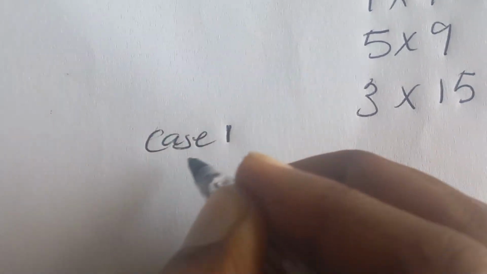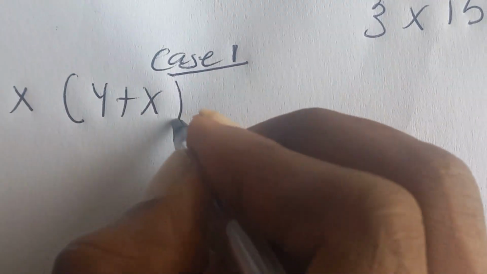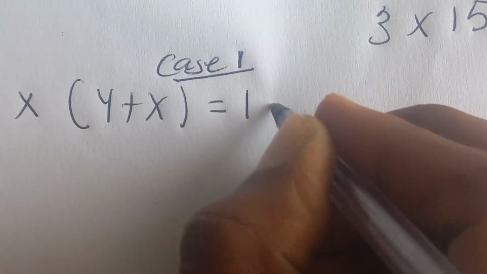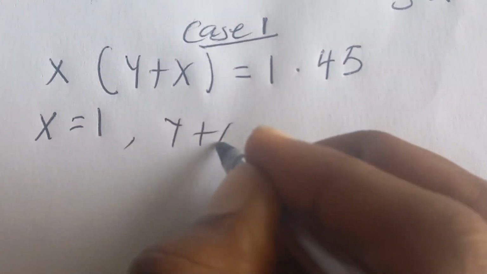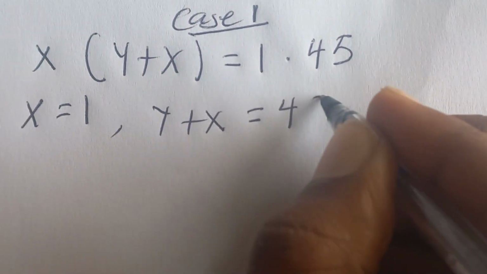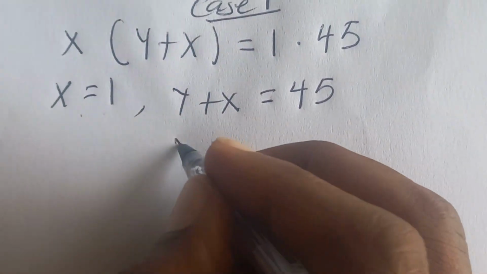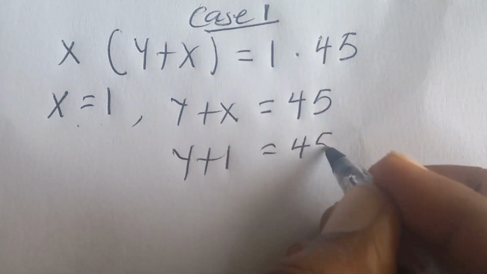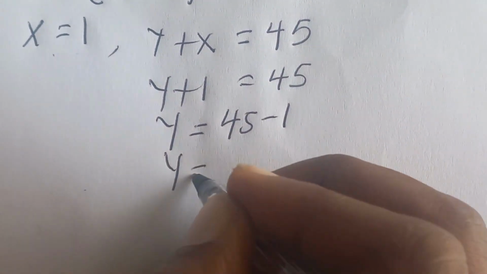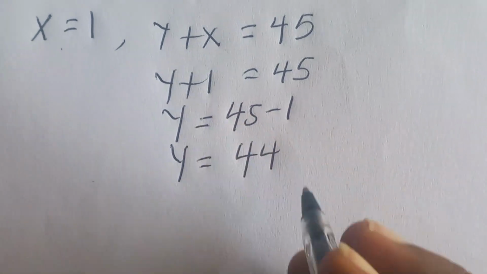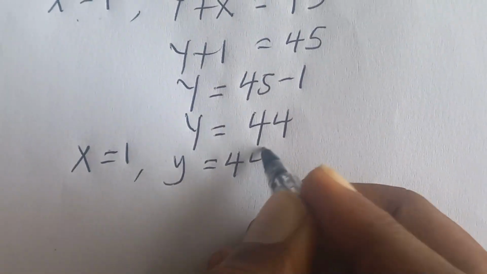Case 1, we have x(y + x) is equal to 1 multiplied by 45. So x is 1, and then y plus x is equal to 45. From here, we know x to be 1, so we have y plus 1 is equal to 45. So our y is equal to 45 minus 1, which is y equals 44. So for case 1, we have x equals 1 and y equals 44.